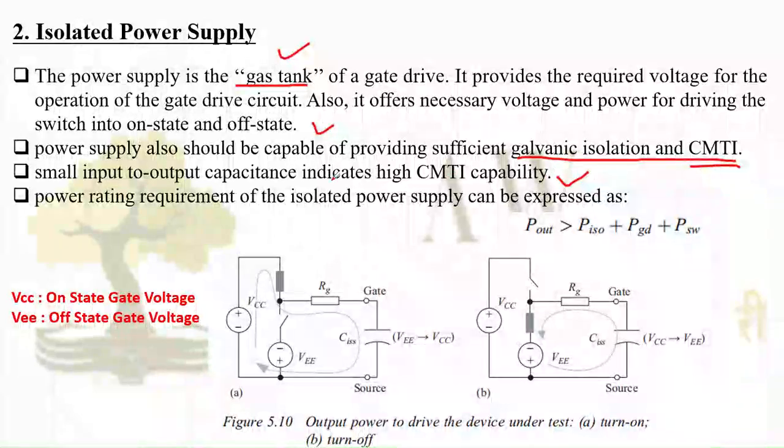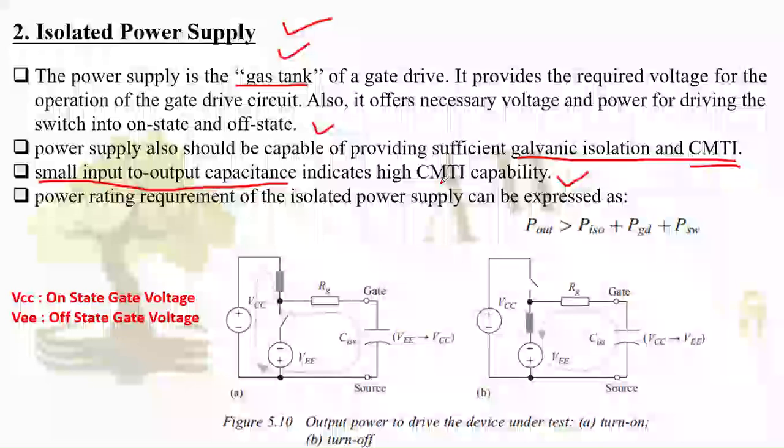I have written this point because if you see the data sheet of the available isolated power supply, they will generally mention the input to output capacitance value, and this value may be in the nanofarad range. The lower the value, the better the CMTI capability. So sometimes they will mention the input to output capacitance for the isolated power supply in the nanofarad range, and from seeing that in the data sheet you can understand that this isolated power supply has high CMTI capability.